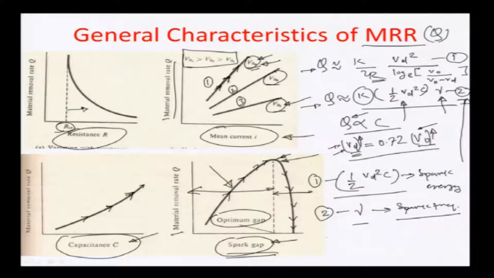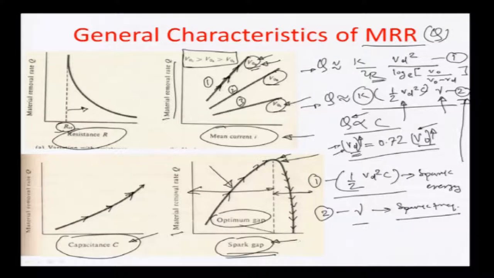And so, because it is an interplay, sometimes the frequency is higher and it increases the material removal rate because it is dominating. On the other hand, the rate of increase of energy may not be that high in comparison to the frequency, and it leads to the fall of the material removal rate, as shown by these arrows on the right side of the optimum spark gap.